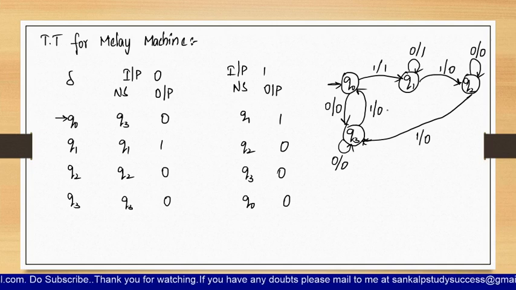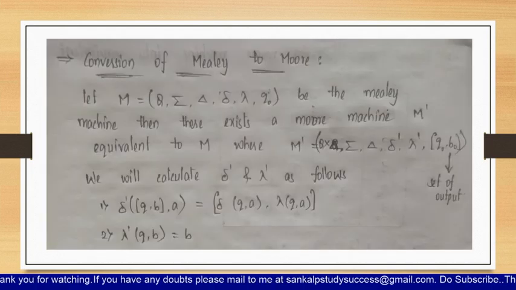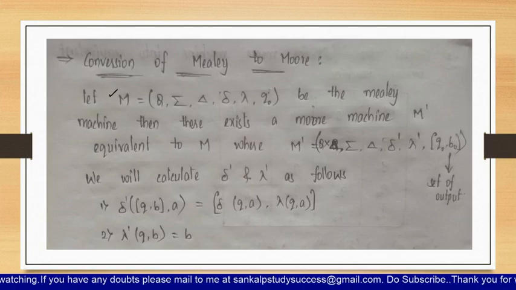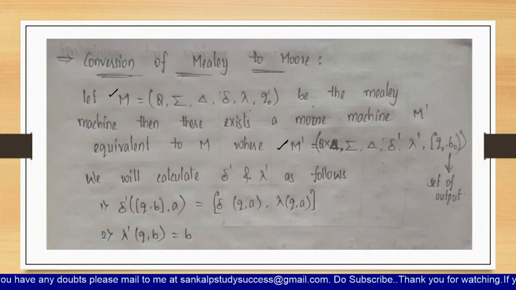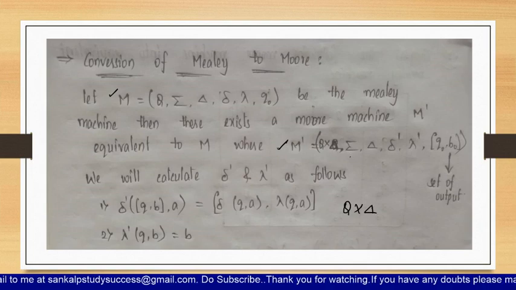Now, we should also know how to convert a Mealy machine to a Moore machine, right? If the given question is in a Mealy machine, then how do you convert it into a Moore machine? So now, let us see this conversion of Mealy to Moore. That means here M will be considered as Mealy and M dash will be considered as Moore. What is the difference between both the machines? Here we are having Q, but there we are having Q cross delta. That means Q cross delta is our set of states. And the input alphabet and output alphabet are one and the same.